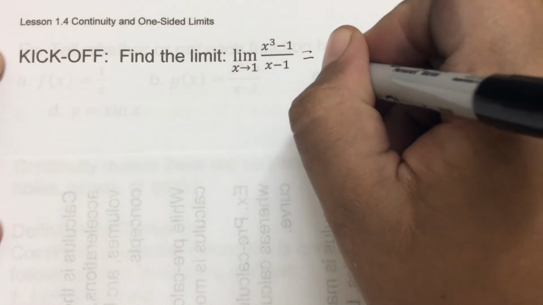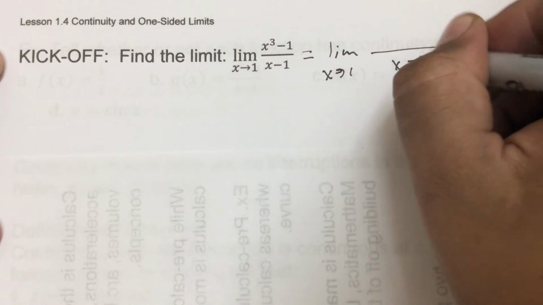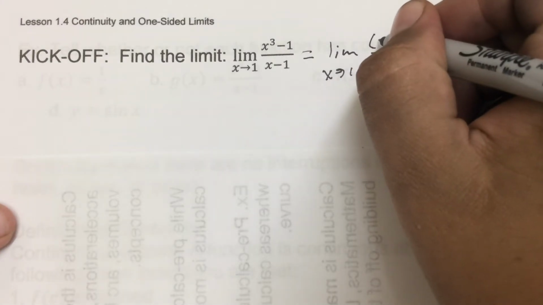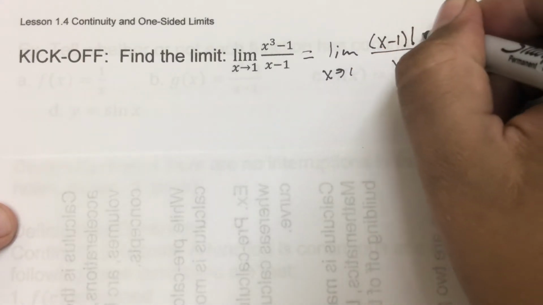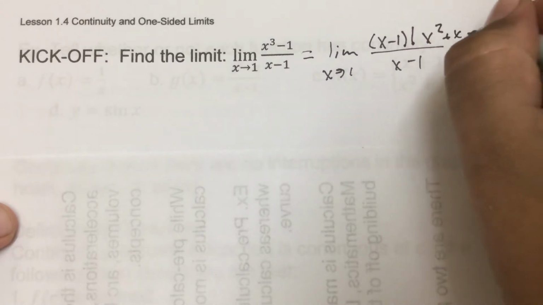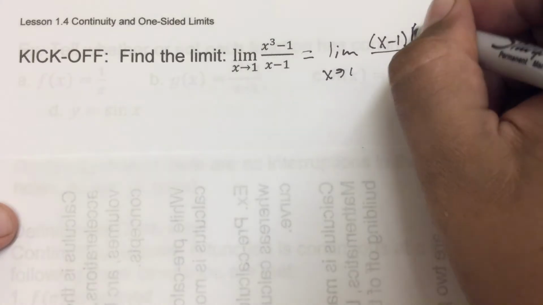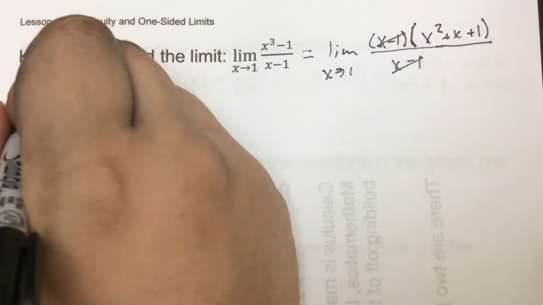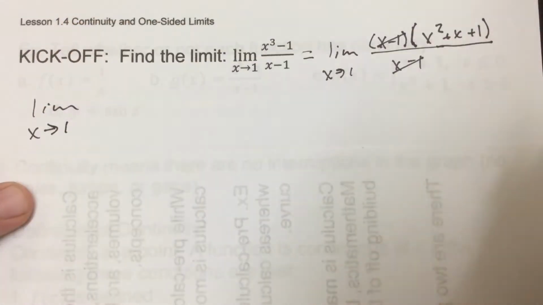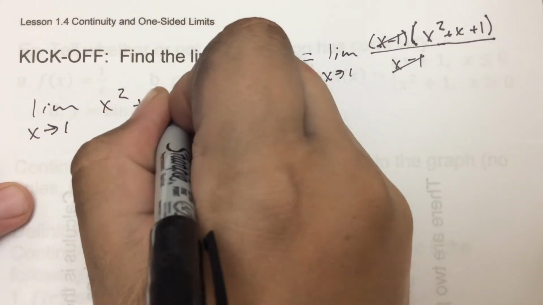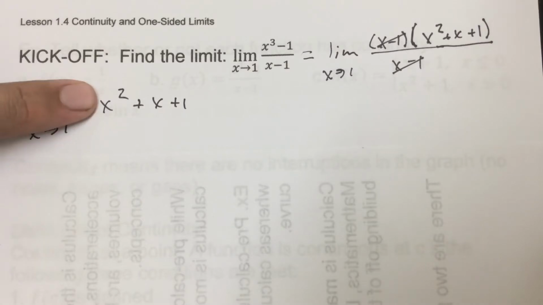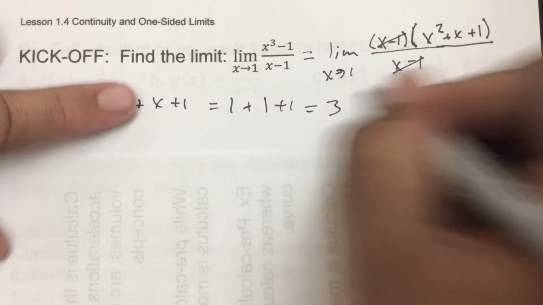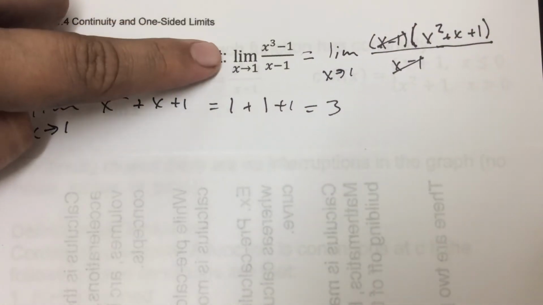So the limit as x goes to 1 of, well, the bottom's already factored, so it'll stay there. The top is a difference of cubes, so it's going to go to (x - 1)(x^2 + x + 1). Okay. So now we have something to cancel. So now we can do the limit as x approaches 1 of x^2 + x + 1. Now we can put 1 there and we'll be fine. So 1 squared would be 1, plus 1, plus 1, and we get 3. So 3 would be our limit of this original equation.